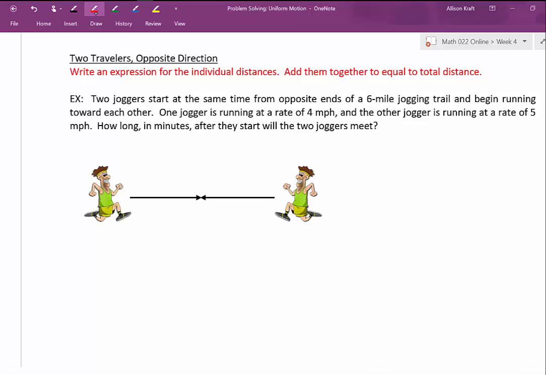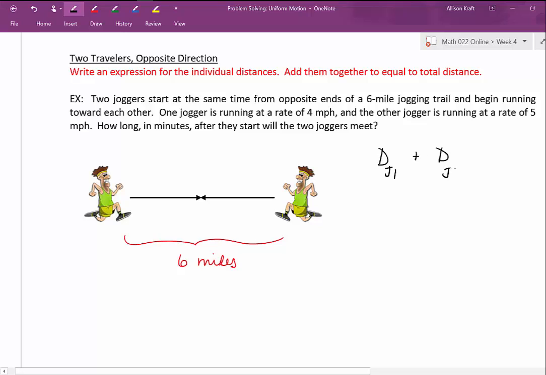We have two joggers starting on opposite sides and running towards each other. The total distance traveled is 6 miles. Each jogger runs just a portion of this 6 miles. So this is very similar to the previous example, the one right before this that we did. The distance that jogger 1 runs plus the distance that jogger 2 runs is going to be equal to our total distance.